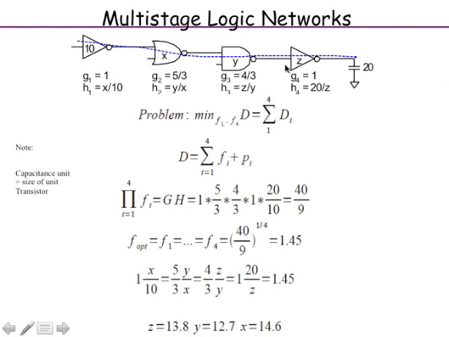So you are spreading the work. Each one does the same effort, so that the total effort is spread out equally. Each one does the same effort of 1.45. Now I have 1.45, I put it in. I calculate x, y, z, which are the input capacitances. I get z is 13.8, y is 12.7, x is 14.6.